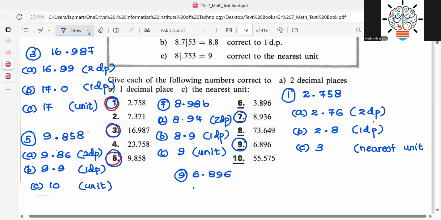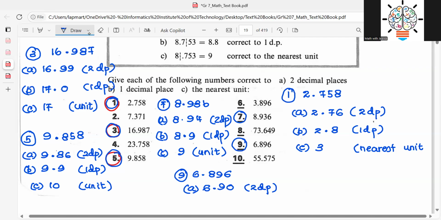6.896. In part A, that becomes 9, which is in the second decimal place. You look at the next number, which is more than 5. 9 becomes 10. Therefore, I write 6.902 dp. Again, I have to give you the same explanation, children. Normally, if you want to write 6.90, I ask you to write just 6.9.